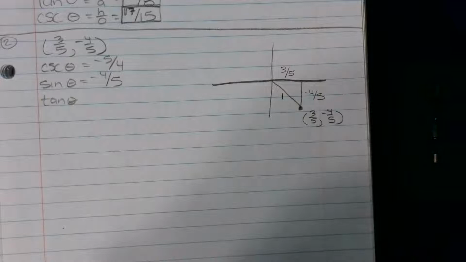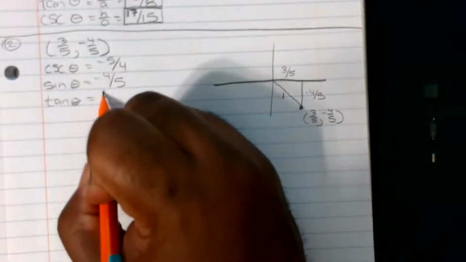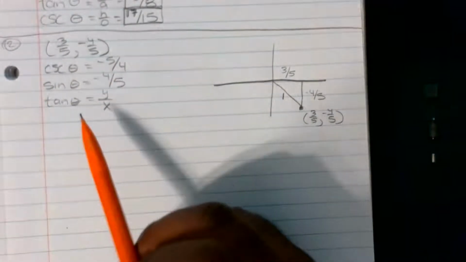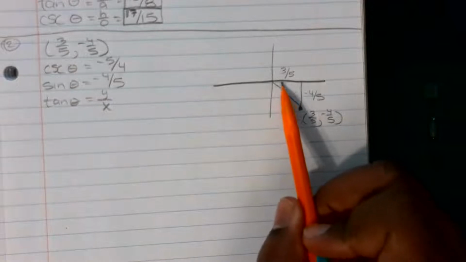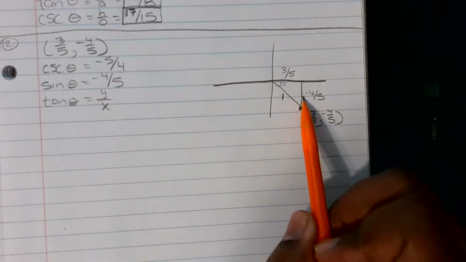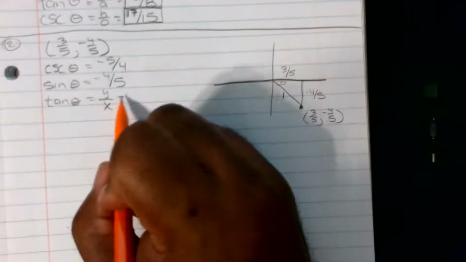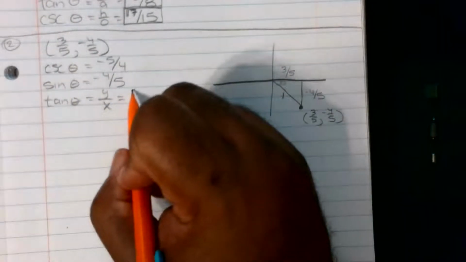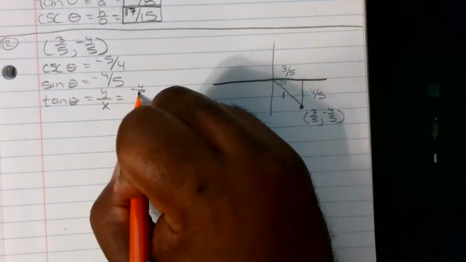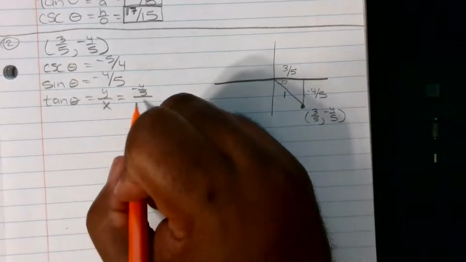Tangent is y over x, which if you look at this triangle, it'll be right there. Opposite is y, adjacent is x, and it's always that. Right now, y value is negative 4 over 5, and my x value is 3 over 5. Make sure y'all can see that.